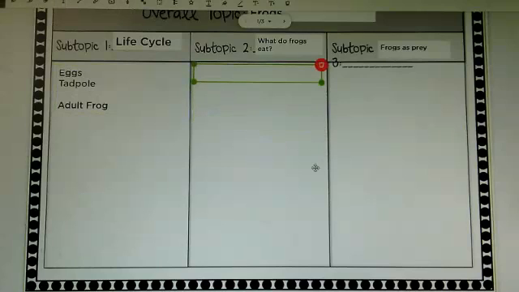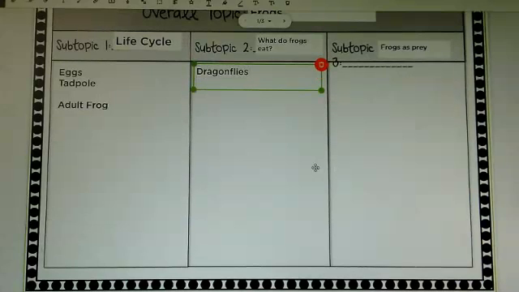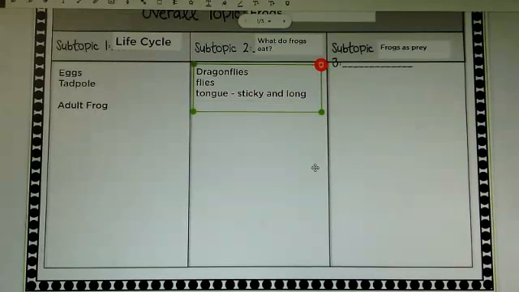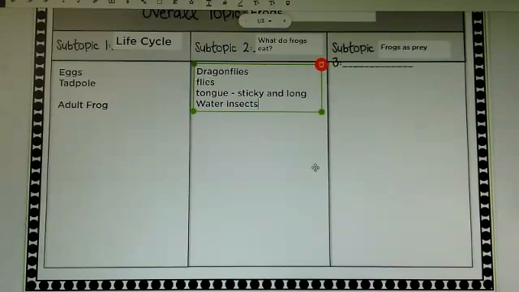What do frogs eat? Well, I know they eat dragonflies because I just read about that. So dragonflies, they probably eat flies, just regular flies. Oh, I know they eat with their tongue. And I know that it is sticky and long. What else do we know about what frogs eat? Well, it's going to have to be by water because most frogs are in wet places. So, water insects, but I'm not real sure about that one, so I'm going to put a question mark.